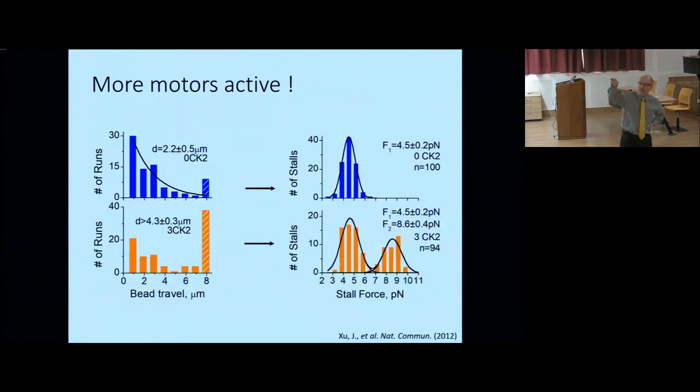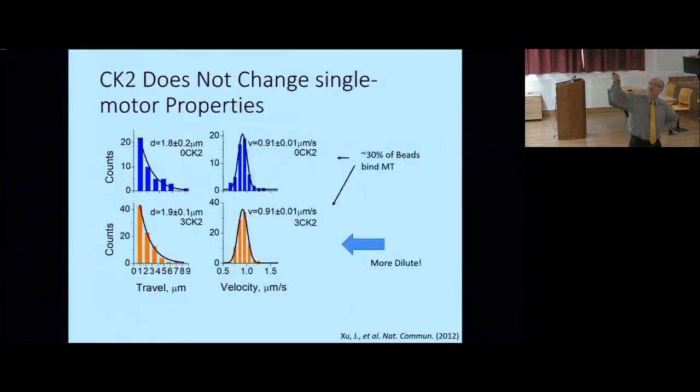To test that, if you think that you have more motors that are active, you just have to do more of a dilution, right? If you do more of a dilution, I don't remember exactly how much the dilution was, but then you can get down to the 30% binding fraction where you're really looking at single molecule properties. And what you discover is that the single molecule properties of the wild type kinesin that's untreated and the kinesin that was treated by CK2 are identical. So it looks like from this that the CK2 is somehow changing the number of active motors. So that was sort of a surprise.